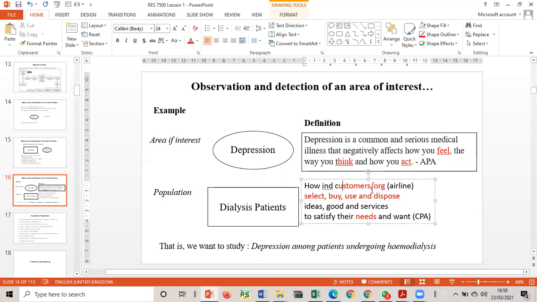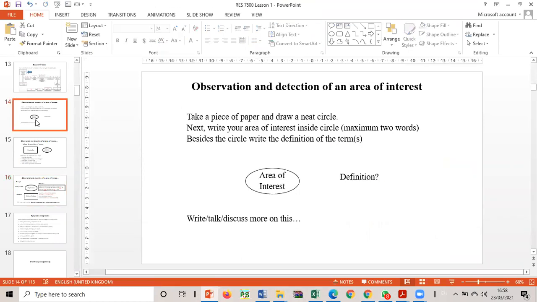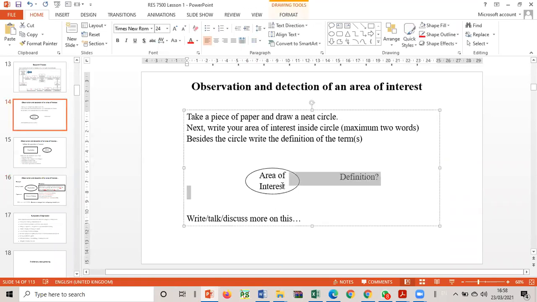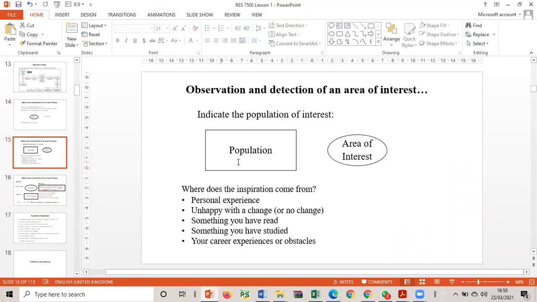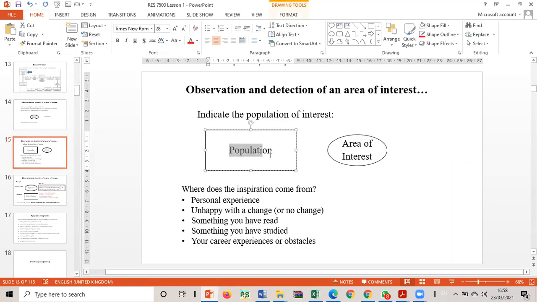That becomes very specific for your target population. So where you start is very important. And that's your own area of interest, not someone else's. Right? So write, talk, discuss more on this. If you don't do this as much as possible, you're in trouble. Voicing definition. What's the definition? Go and find out what's the area of interest and then which population.